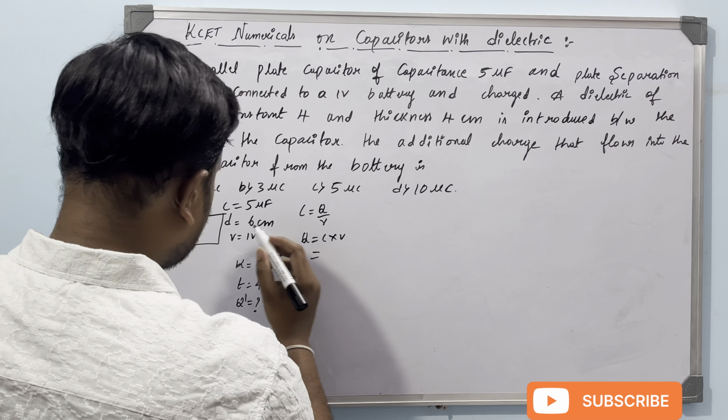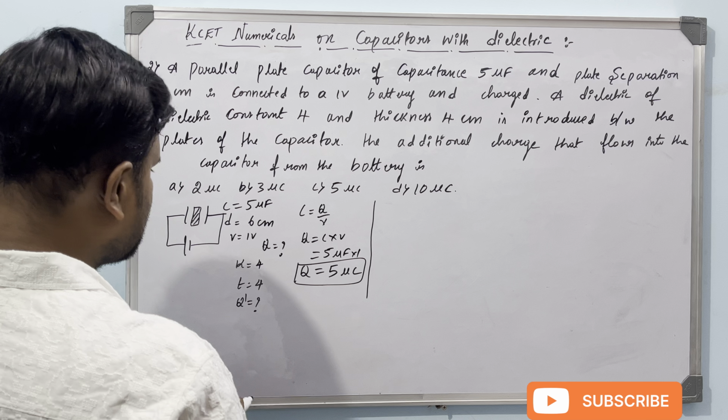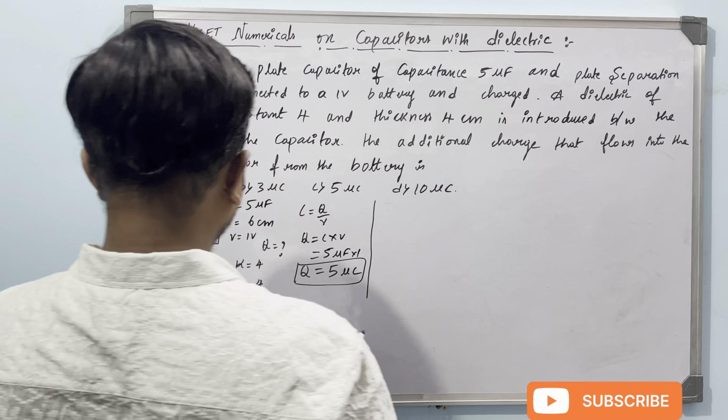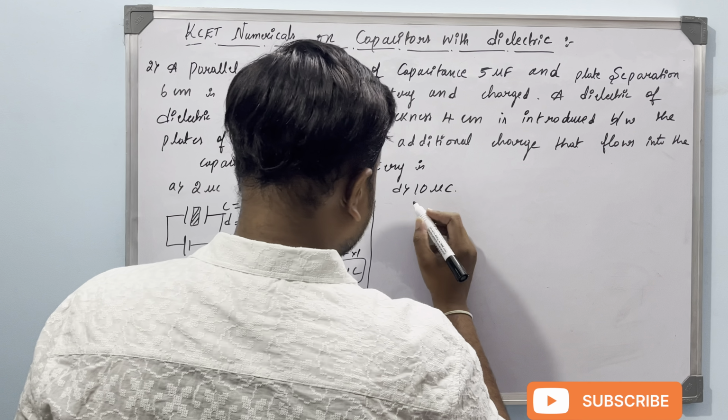In the second part, to calculate Q dash, they are introducing the dielectric medium between the plates. So the formula becomes C is equal to A epsilon naught divided by D minus T minus T divided by K. This is the expression for the parallel plate capacitor with the dielectric medium.